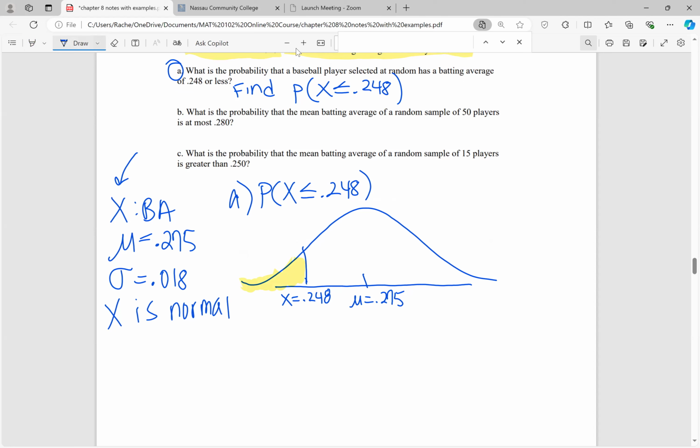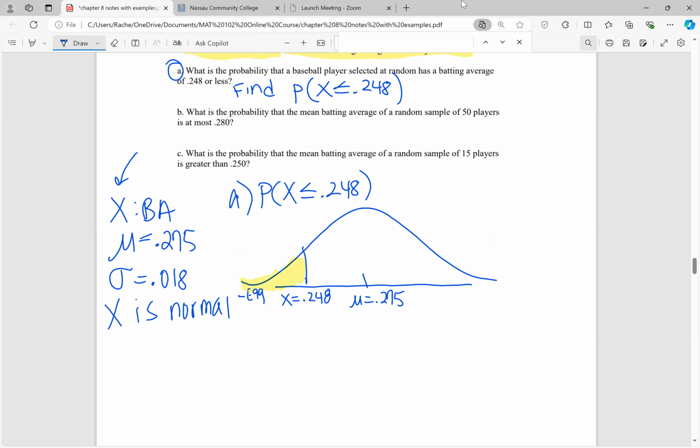Take a second, think about how you're going to find that area. You're going to use normal CDF in the calculator, right? And we need lower, upper, mean, standard deviation when we use normal CDF. So the lower bound is going to be negative E99, right? We're coming in from the left, so it's going to be negative E99. And then the upper bound is going to be .248. And we have a mean of .275 and a standard deviation of .018.